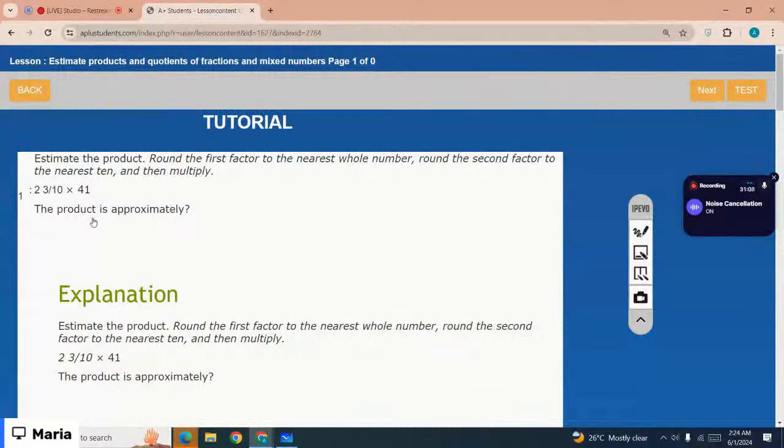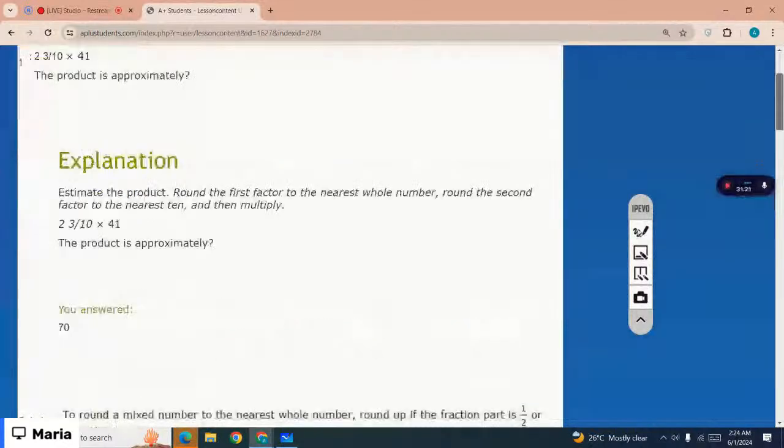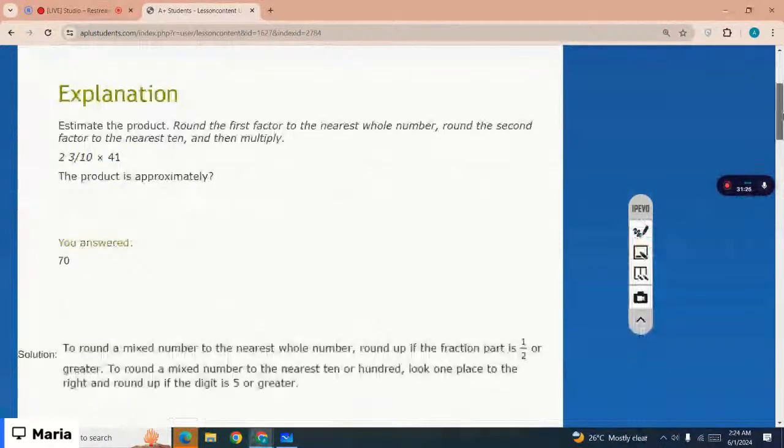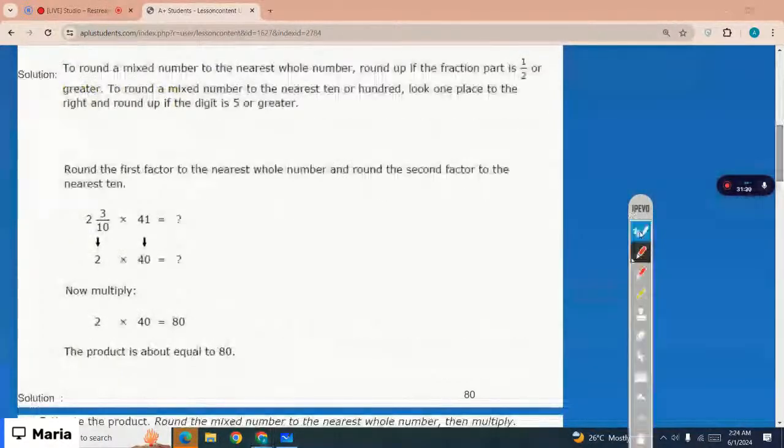Estimate the product. Round the first factor to the nearest whole number, round the second factor to the nearest 10. So you are given 2 whole 3 by 10 times 41. You need to look at the fractional part of the first one, that is 3 by 10, and 3 by 10 is less than half. That means you round to the same whole number, so you can round it off to 2. Then you have 41. You need to round 41 to the nearest 10. So 41 is rounded off to 40. So 40 times 2 is 80. The correct option is 80.